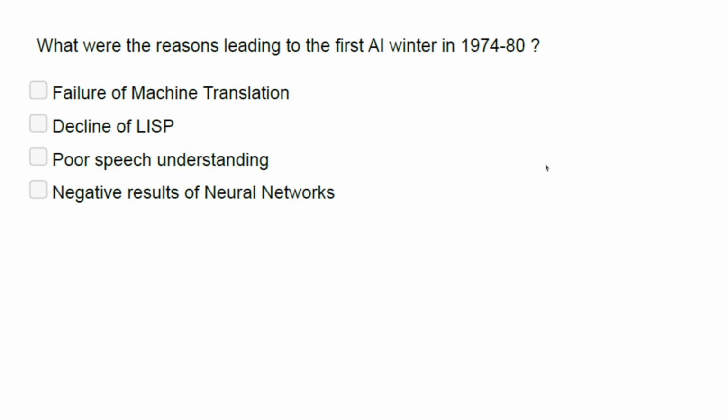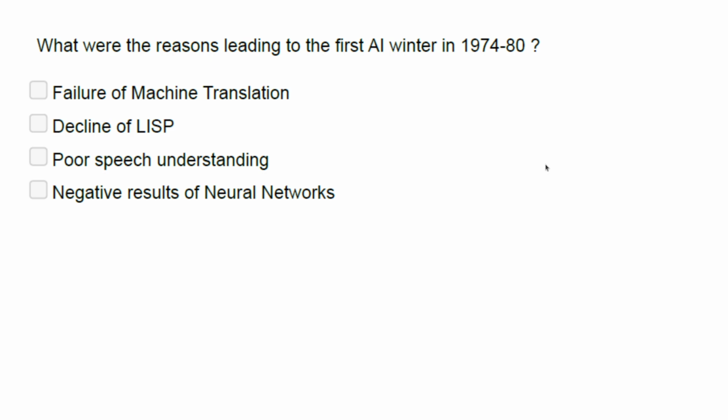Machine translation, as you must know, is translating from one language to another, like Hindi to English, English to Bengali, Bengali to Tamil. Decline of Lisp, which is a programming language. Poor speech understanding, meaning models were not able to understand speech properly. Negative results of neural networks, where neural networks were not giving favorable results.